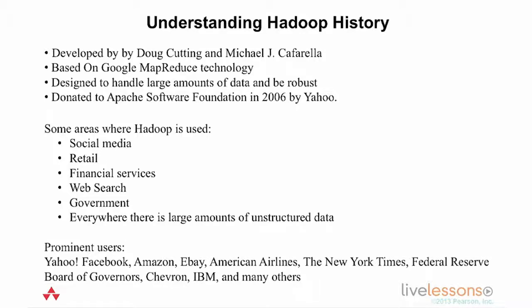Some areas where Hadoop is used are things like social media, retail, financial services, web search, government, and pretty much everywhere there's large amounts of unstructured data. Some of the prominent users you may have heard of, and I've listed some of them here below, like Yahoo, Facebook. Some of the others you may not have realized: the Federal Reserve Board of Governors, Chevron, IBM, and many others are also using Hadoop in their back-end data management facilities.